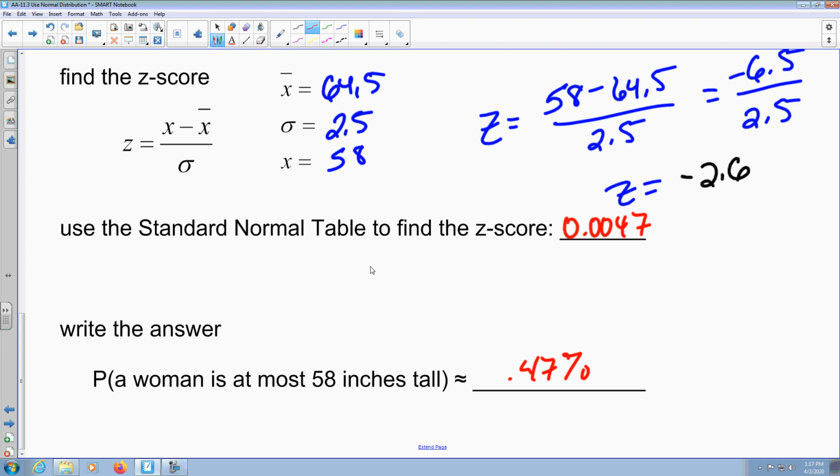And that is how to use the normal distribution. Hope this helps. Until next time.